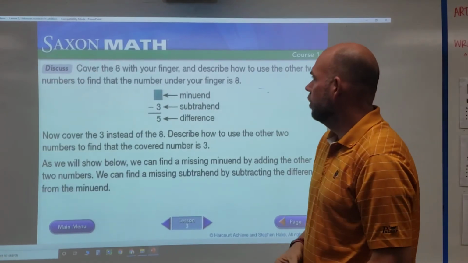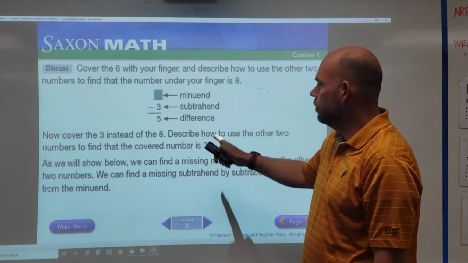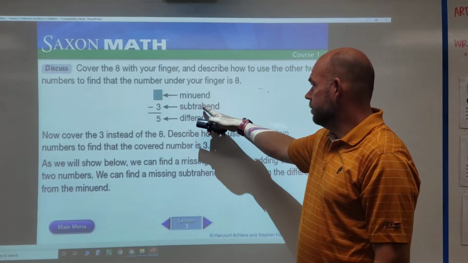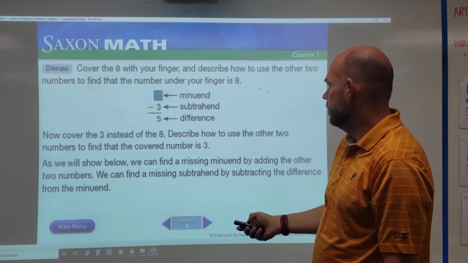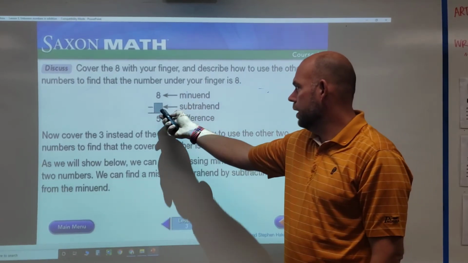All right, so we can cover the 8 with our finger. I've already done that. Here we're doing it on a subtraction problem instead of an addition. So we've got a minuend, a subtrahend, and the difference. So if we cover the 3, we'd say 8 minus what equals 5.